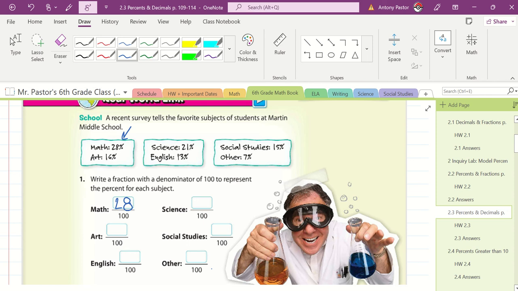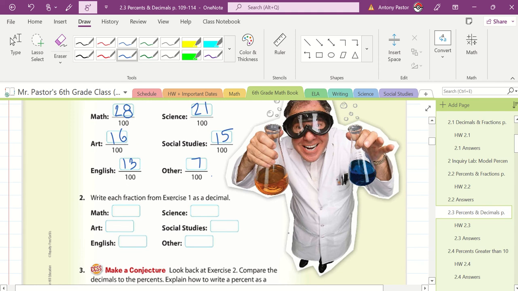Science will be 21 out of 100. Art will be 16 out of 100. Social studies, 15 out of 100. English will be 13 over 100. And then the other will be 7 over 100. So all of these represent percentages on the survey of how these students at Martin Middle School choose their favorite subjects. What are their favorite subjects? Here are our percentages in fraction form.